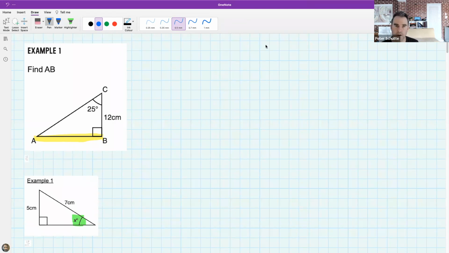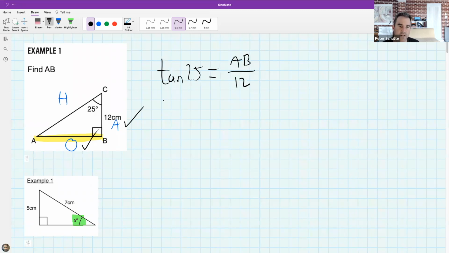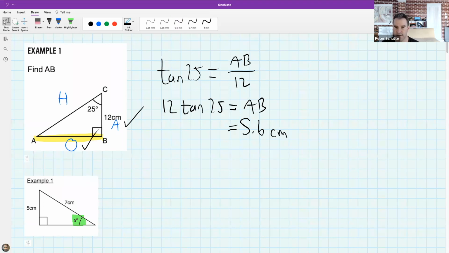That's awesome. What I often do is, you don't have to label them like this, but it's O and A. So I should be using, I want O and I've given A, and the trig ratio that involves that is tan of 25, which is going to be AB over 12. And so AB should be 5.6, if we round off to one decimal place, centimeters. Okay, so that is how we would find an unknown side. Notice how the opposite is opposite the angle that we are using as our reference angle.